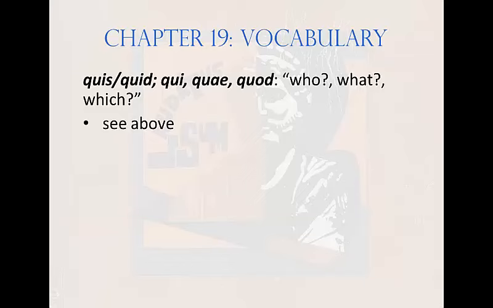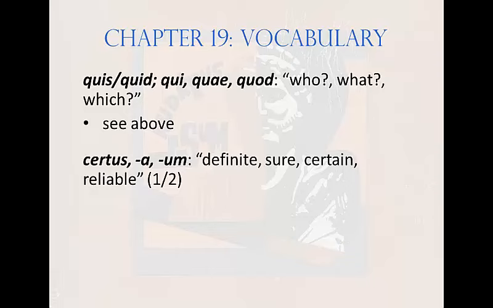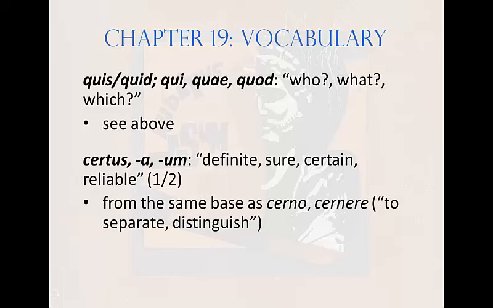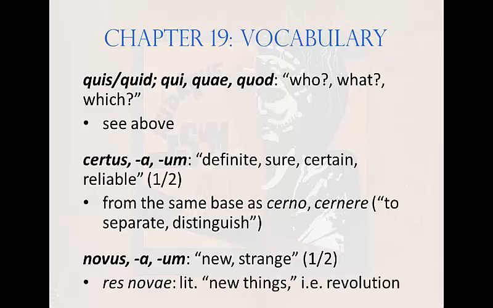So let's move to the next word, certus meaning definite, sure, certain, or reliable. It's a first-second declension adjective. It comes from the same base as the verb cernere, to separate or distinguish. In other words, if you know something for certain, you can separate it from other things. The next word is another adjective, novus meaning new or strange. It's a first-second declension adjective. Unlike to us today, to the Romans, new things were scary, and thus their phrase, res novae, meaning literally new things, meant a revolution, and usually not for the good.